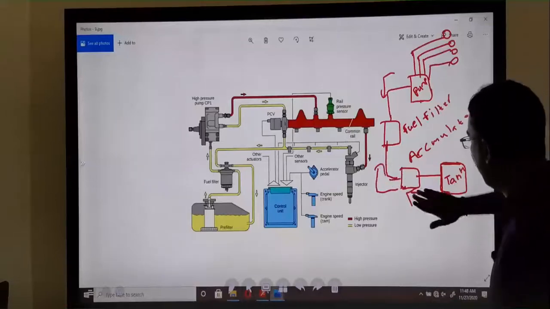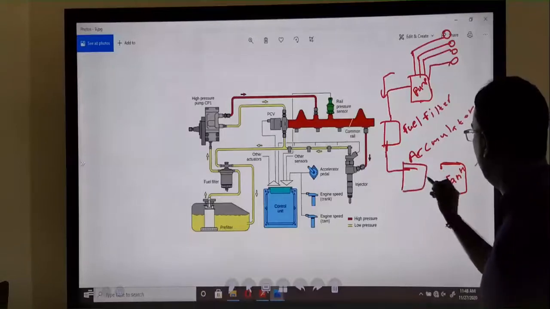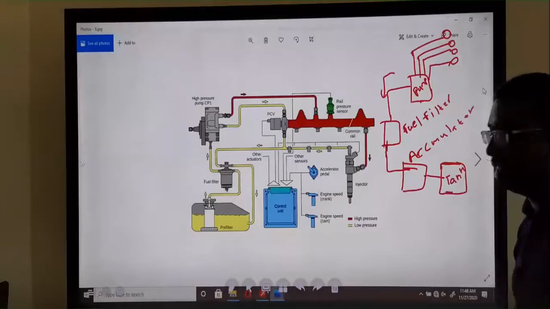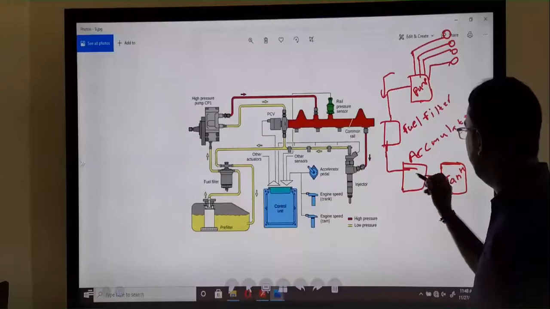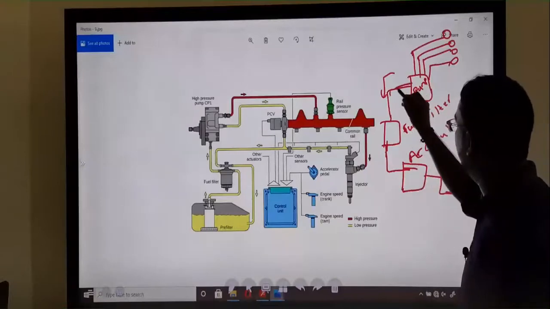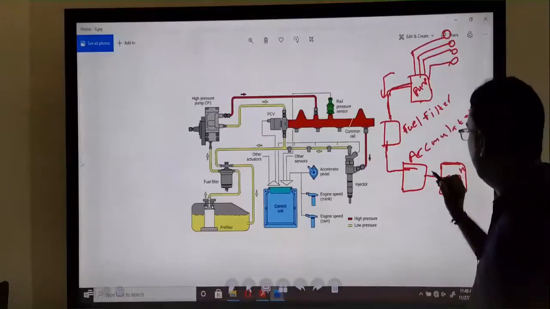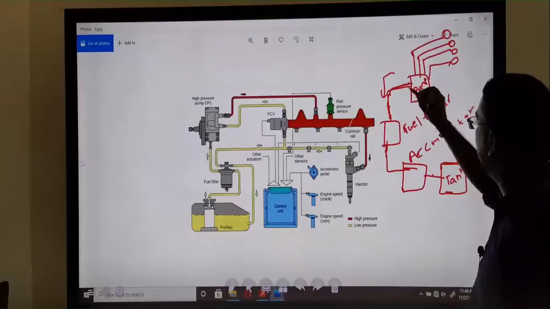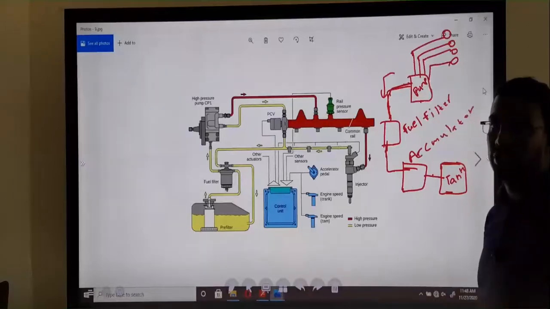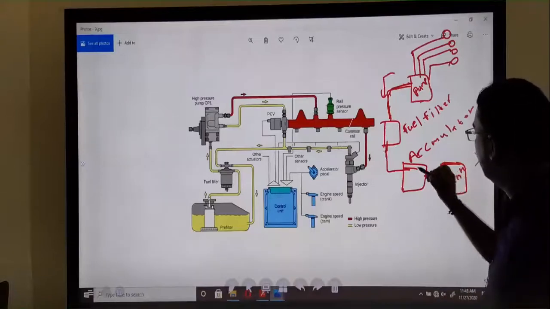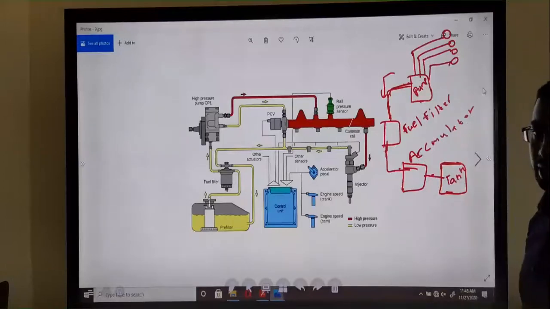So the work of this accumulator, when the ignition switch is off, is to maintain the fuel in the fuel tube, the fuel supply pipe. So it maintains the pressure here until this pump. So when we start the ignition switch, there is a pressure here, so it's easy to run the fuel from the fuel tank.